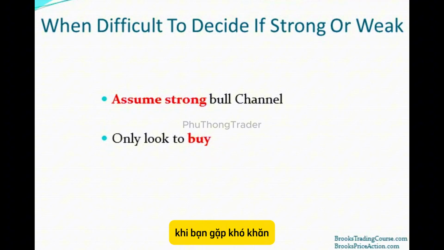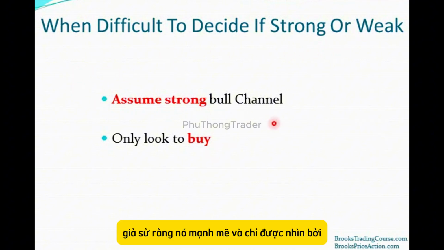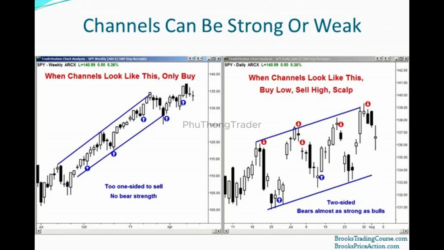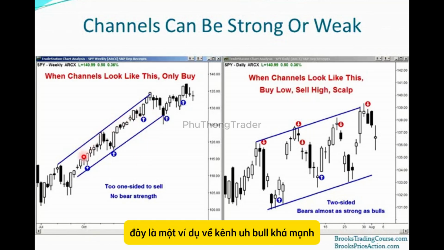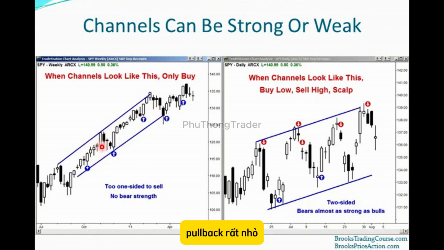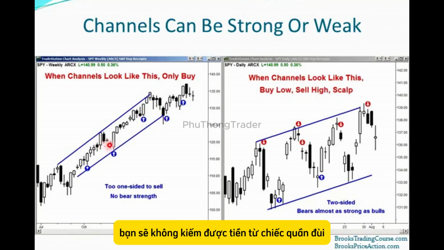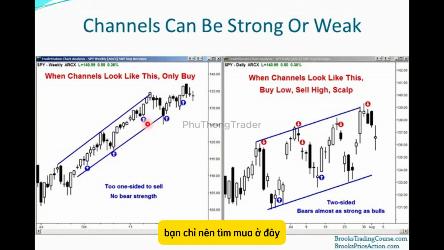When you're having a hard time deciding whether a channel is strong or weak, assume that it's strong and only look to buy when we're talking about bull channels. Here's an example of a pretty strong bull channel. Pullbacks are very small. You're not going to make any money on the shorts. You should only look to buy.